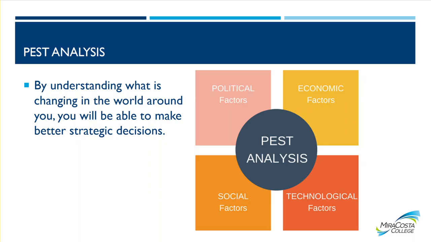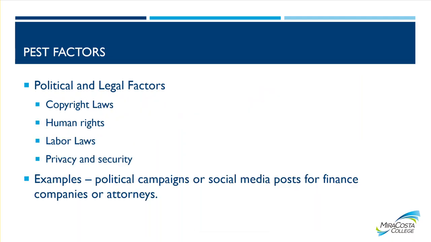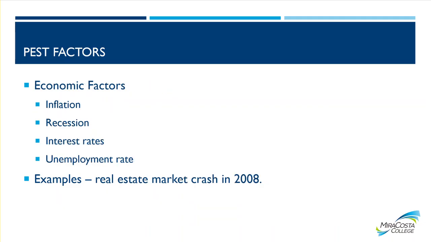PEST analysis. By understanding what is changing in the world around you, you will be able to make better strategic decisions. So the PEST analysis, PEST, stands for political factors, economic, social, and technological. So political and legal factors, examples of this can be copyright laws, human rights, labor laws, privacy, and security, such as political campaigns or social media posts for finance companies or attorneys.